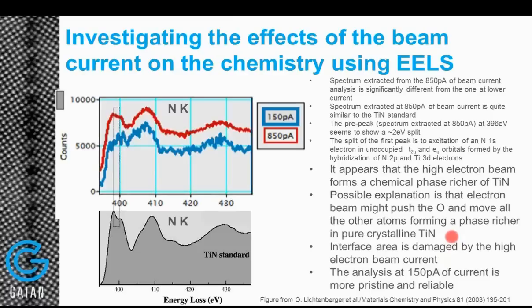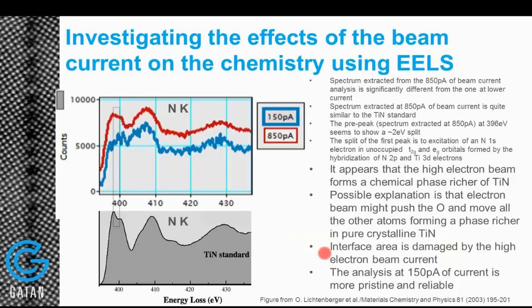This is something that we can easily observe in the case of the data set acquired at 850 picoamp. You can see here a very big similarity between this spectrum and the standard. What is the explanation? Maybe the high dose, the high beam current, so these electrons are pushing oxygen atoms and also all the other atoms, and perhaps they're forming a richer and pure crystalline phase of titanium nitride. So the bottom line is the interface area is damaged by the electron beam current.